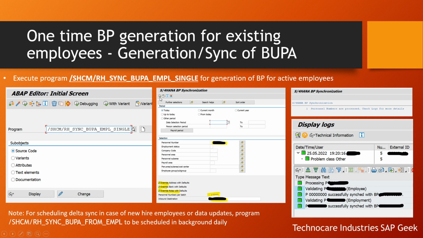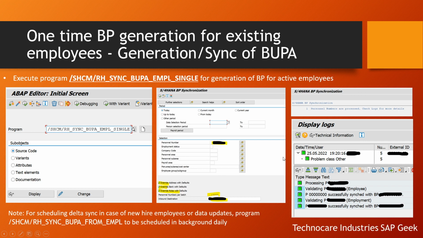Once we execute, the job will run in the background and you can check the logs in SLG1. Go to SLG1 and see the processing of the BP generation. In case there are any errors, they would typically be number range maintenance or number range assignment issues, which can easily be resolved in consultation with your consultant.